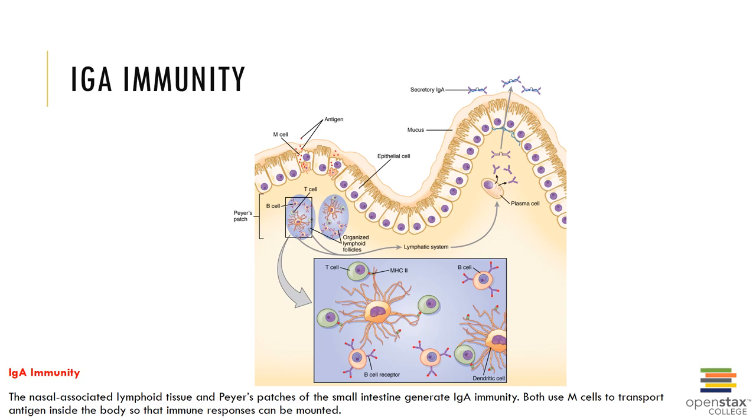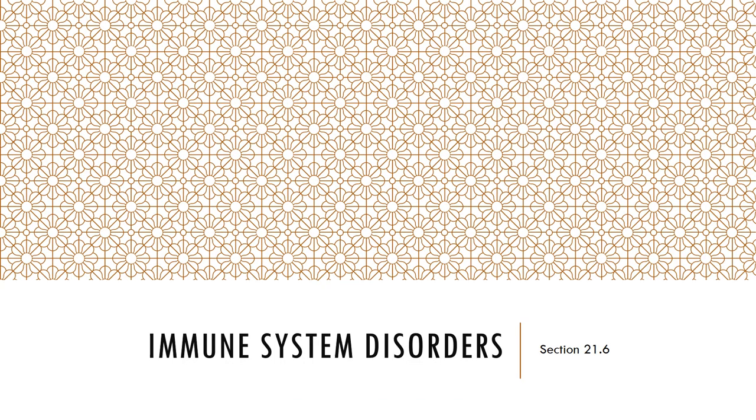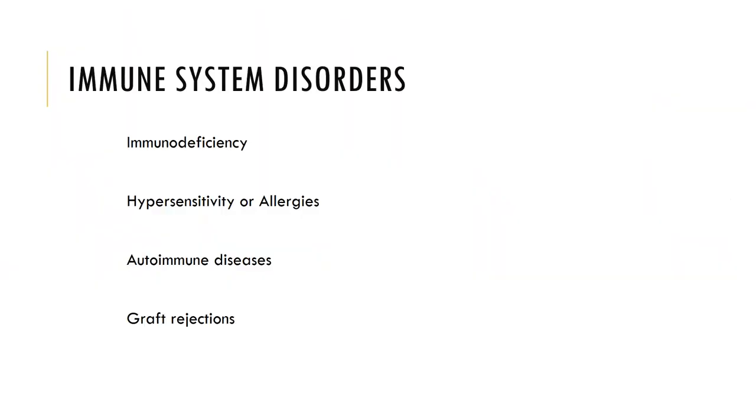So those are a couple of examples of different types of immune responses that the body has in order to protect itself from the many different microorganisms, bacteria, or pathogens that we can become exposed to every day. There are also many different immune system disorders that can occur: immunodeficiency, allergies or hypersensitivity, autoimmune diseases, and graft rejections.